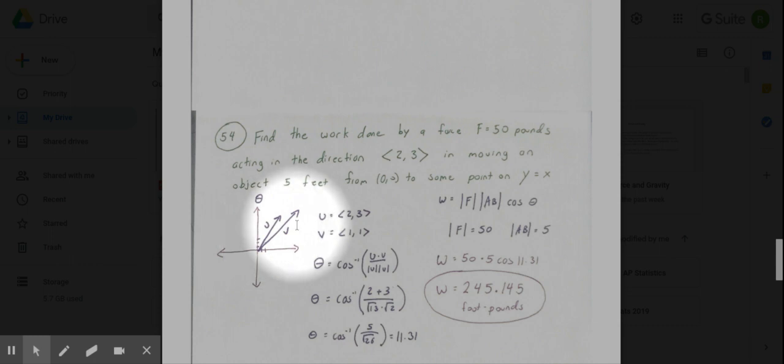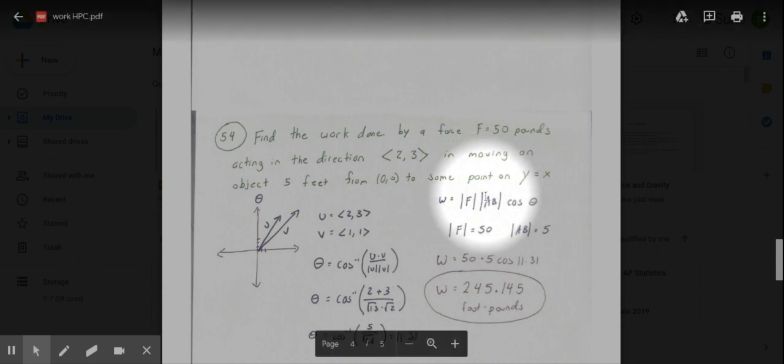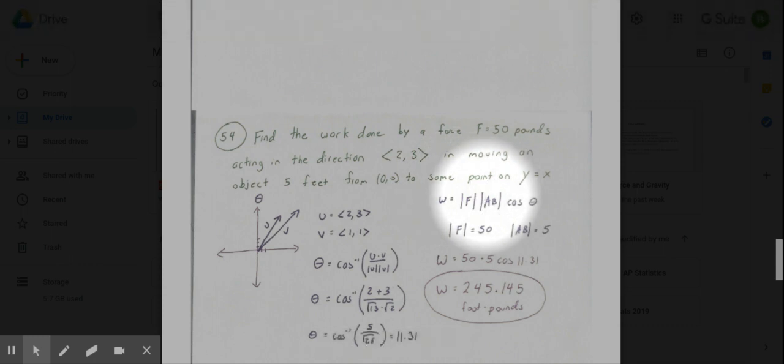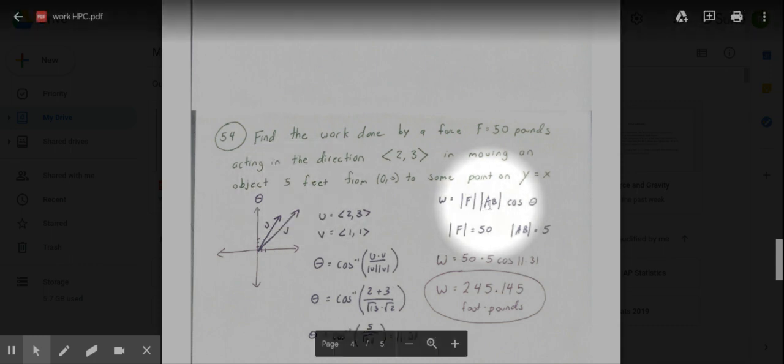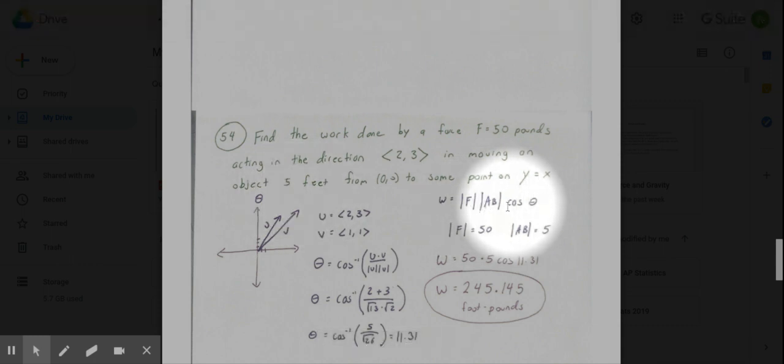So the formula I decided to use is the magnitude of F times the magnitude of AB times cosine theta again. The reason I chose this formula is because the magnitude of the force is already given to us, and it says it's moving 5 feet, so that is the magnitude of AB. So 2 out of the 3 things are already provided for us in the problem, and all we have to do now is find this theta value.